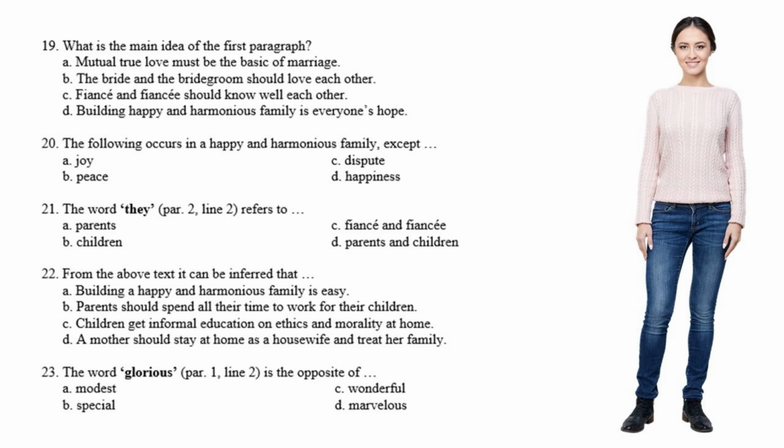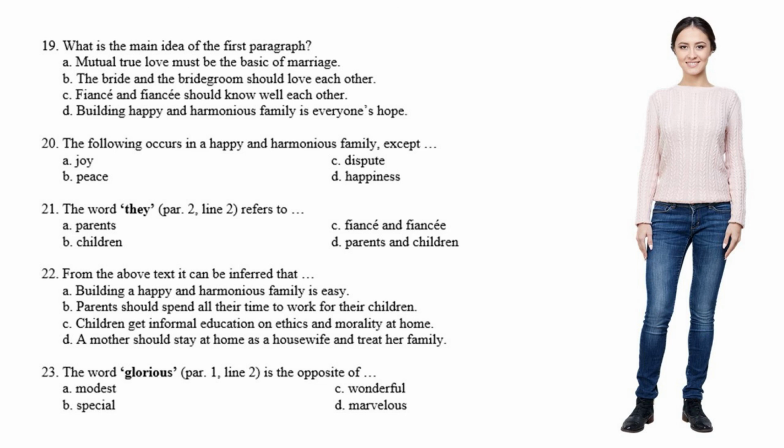20. The following occurs in a happy and harmonious family, except A. Joy. B. Peace. C. Dispute. D. Happiness. 21. The word "they", paragraph 2, line 2, refers to A. Parents. B. Children. C. Fiancé and fiancée. D. Parents and children.